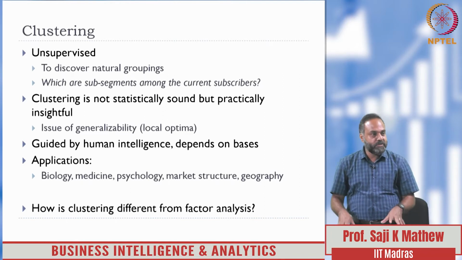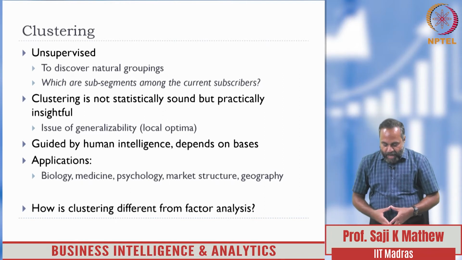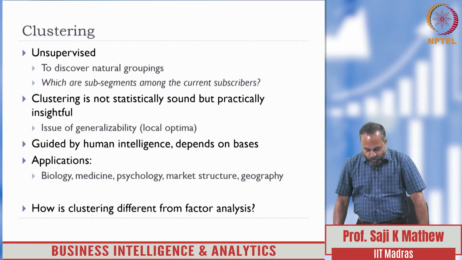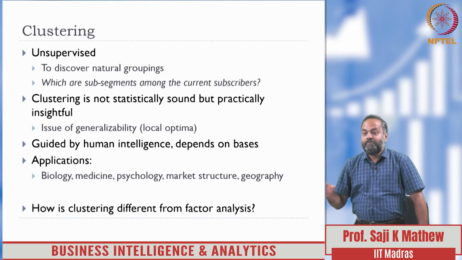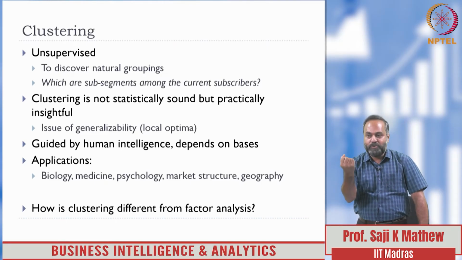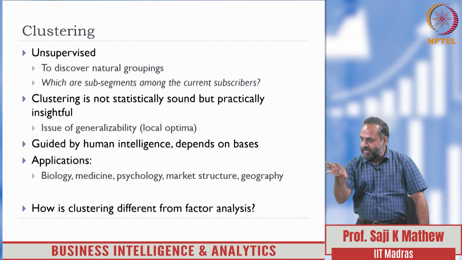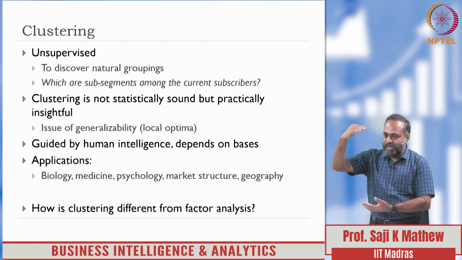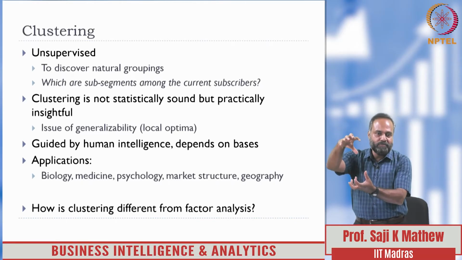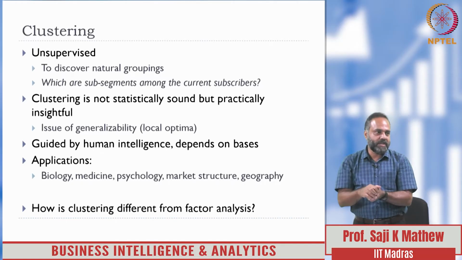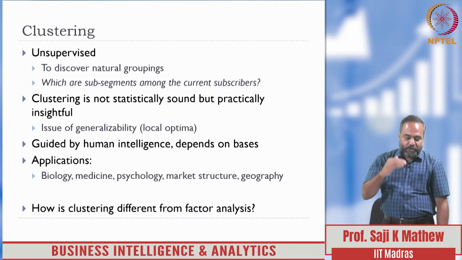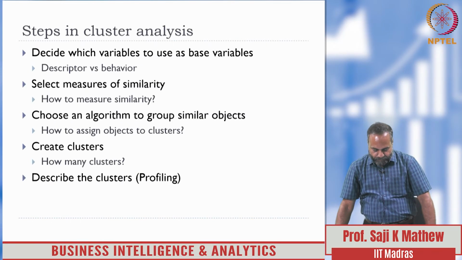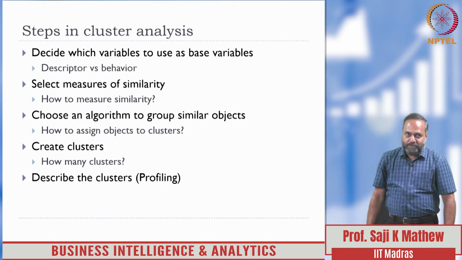In clustering, we do a similar thing. We bring objects together. In factor analysis, it is the variables that you reduce to a few dimensions. In cluster analysis, you have a large database of objects, and you group them into a few classes or clusters. You reduce the number of objects, not the number of variables. That is the difference. So, steps in cluster analysis.